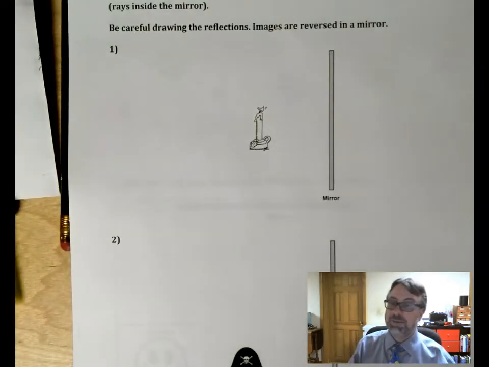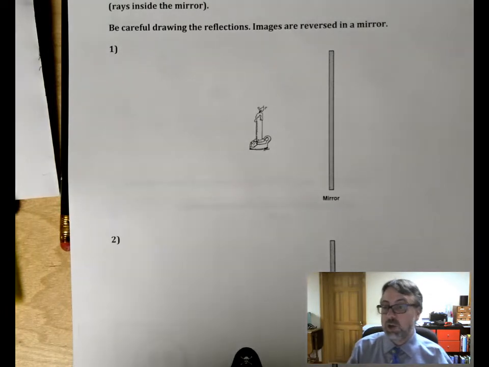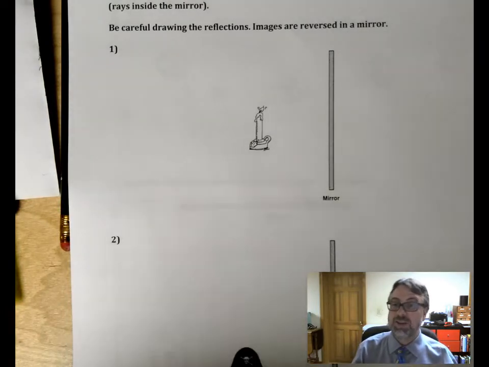Hello, Mr. Fake here. I just wanted to go through a couple examples on how to construct these ray diagrams.